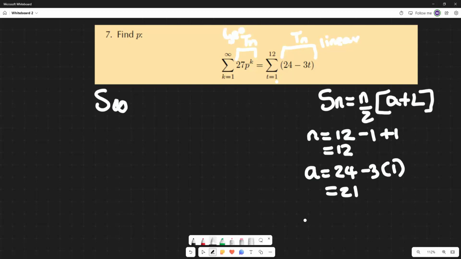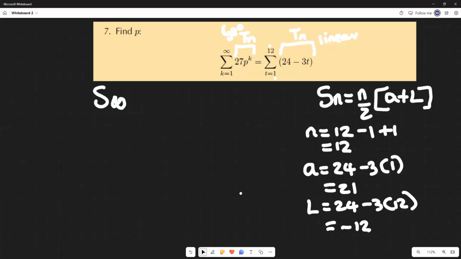Then to get the last term, we're going to substitute the last position there. So we're going to say L, which is the last term, is 24 minus 3 times 12. Let's see what that gives us. 24 minus 3 times 12 is negative 12. So the last term is negative 12. And then we can get Sn now. What will be Sn?